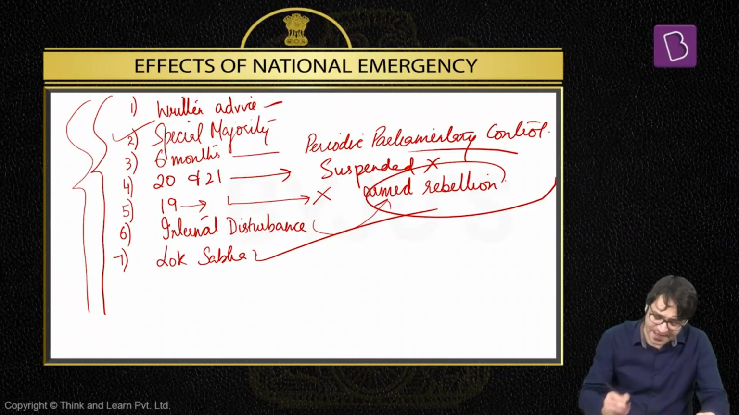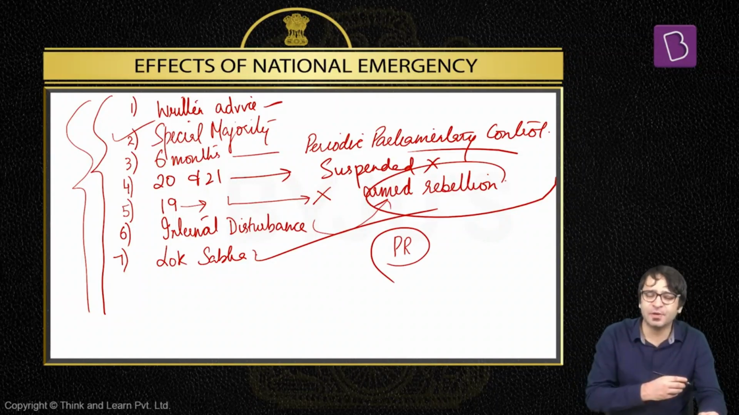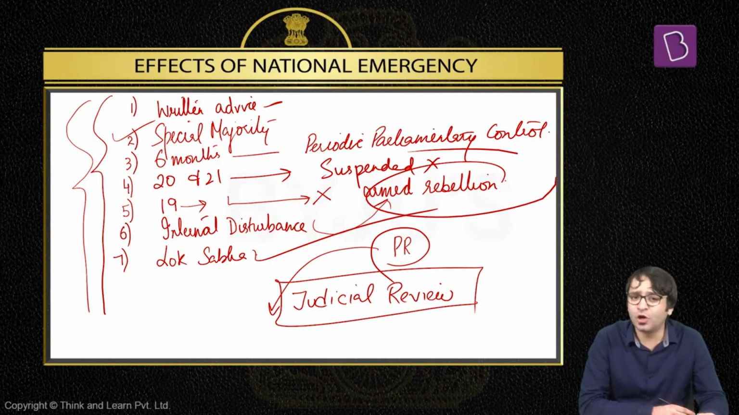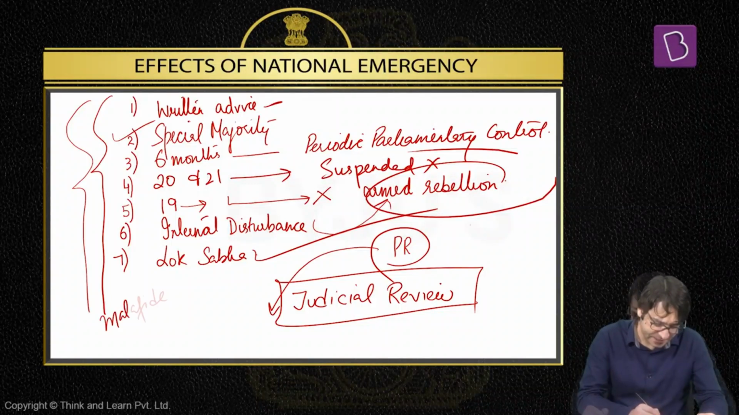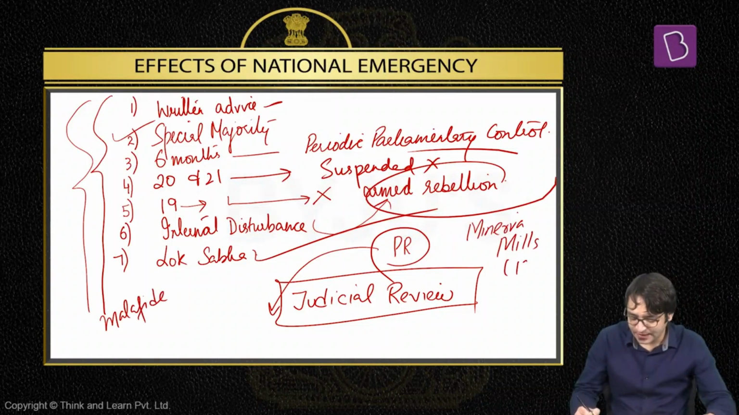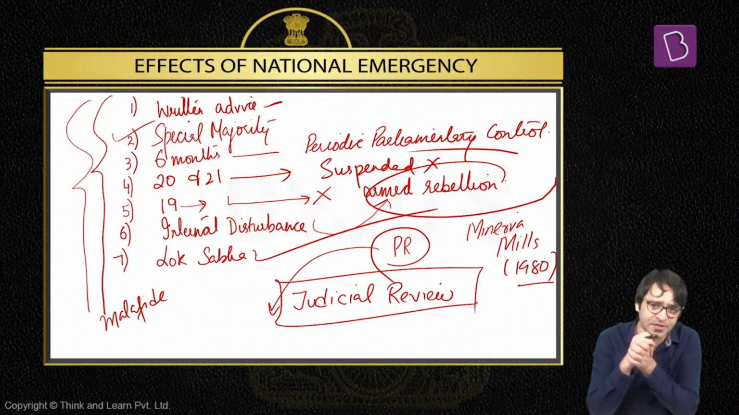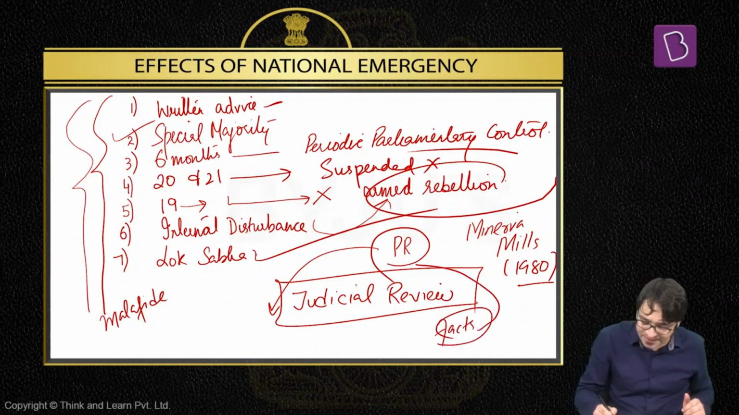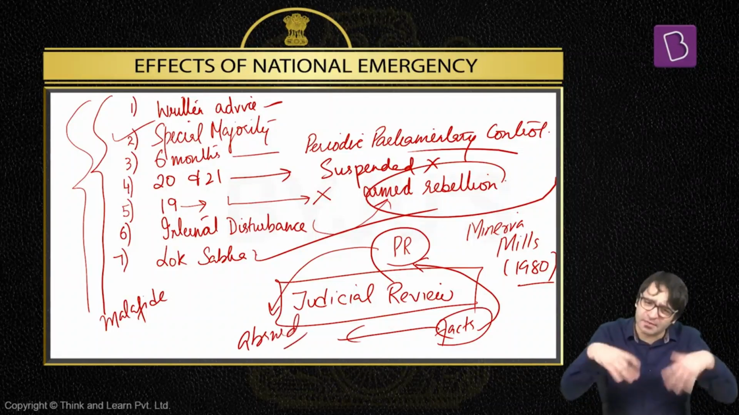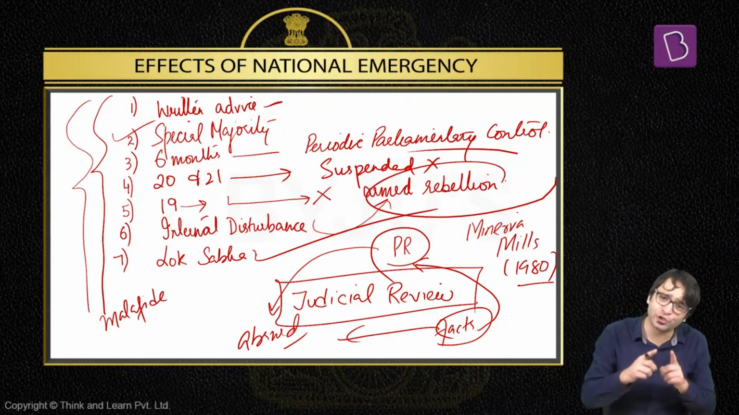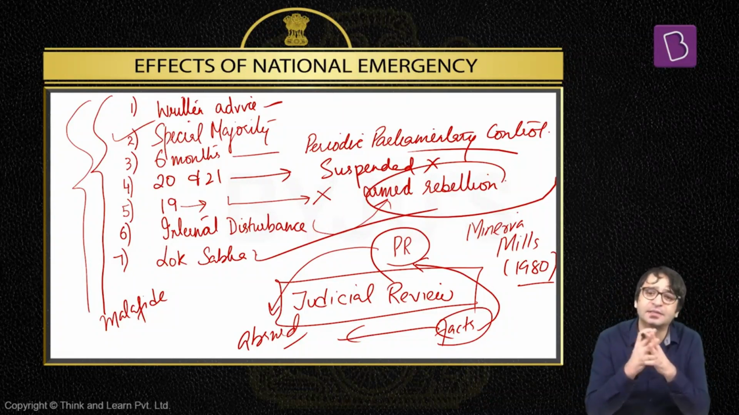And in fact, the presidential proclamation, that the president proclaims national emergency, even this decision is subject to judicial review. That means, was the president right in proclaiming national emergency, or was the president's action nullified? And it was in the Minerva Mills judgment of 1980 that the Supreme Court said anybody can challenge the proclamation of national emergency on the ground that there was no reason to proclaim it, on the ground that the facts on the basis of which the president has proclaimed national emergency are absurd, are immaterial, do not deserve national emergency. That means one important thing is there will be judicial review whenever the president proclaims national emergency under Article 352 of the Constitution, and that is what is national emergency.